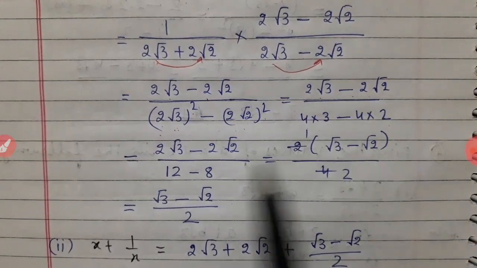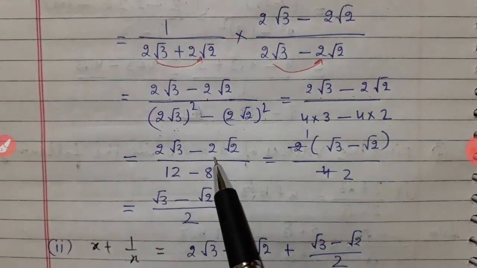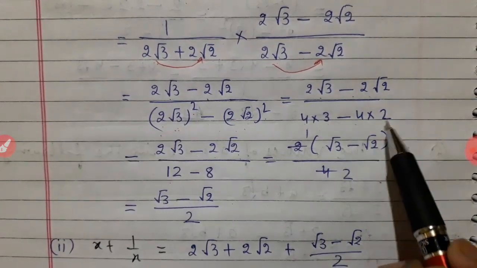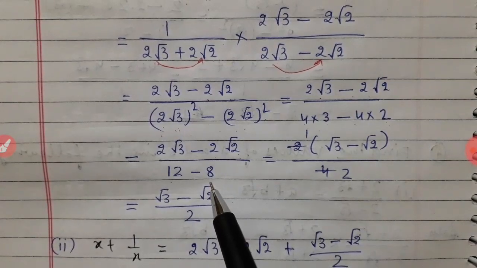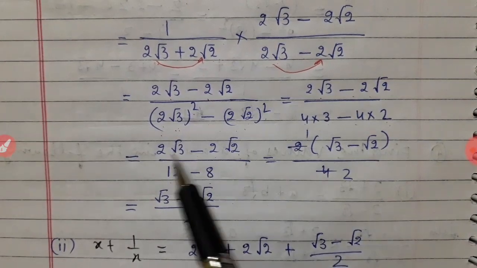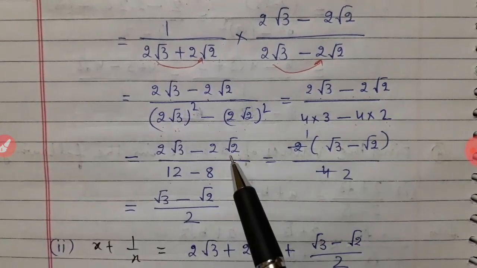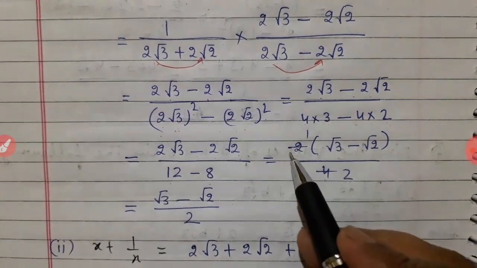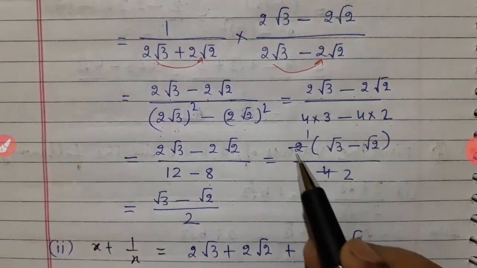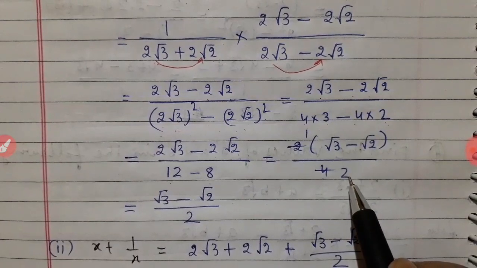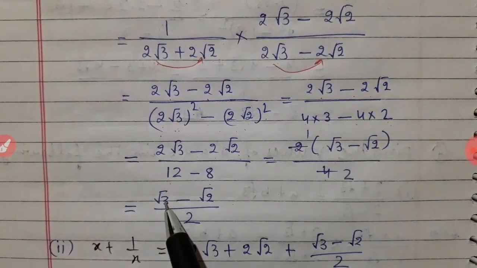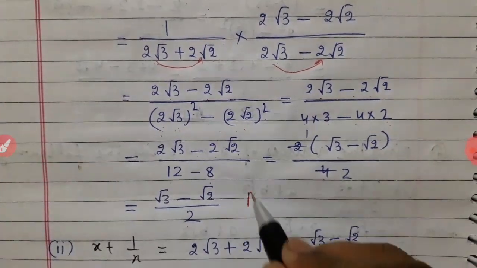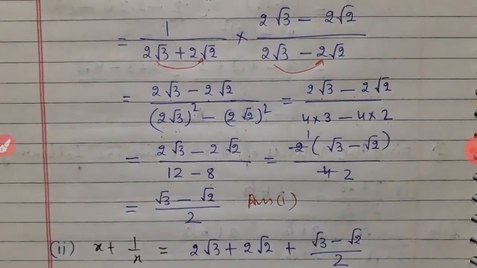So we get here 2 root 3 minus 2 root 2 whole divided by 4 3 is 12, and then 4 2 is 8. Okay, then here you can take out 2 common, so here root 3 is left, here root 2 is left, and from here 12 minus 8 is equal to 4. So we can cut 12 and 12, and 2 and 2, and 2 2 is 4. So we get finally root 3 minus root 2 upon 2. So this is the value of 1 upon x. This is your answer number 1.